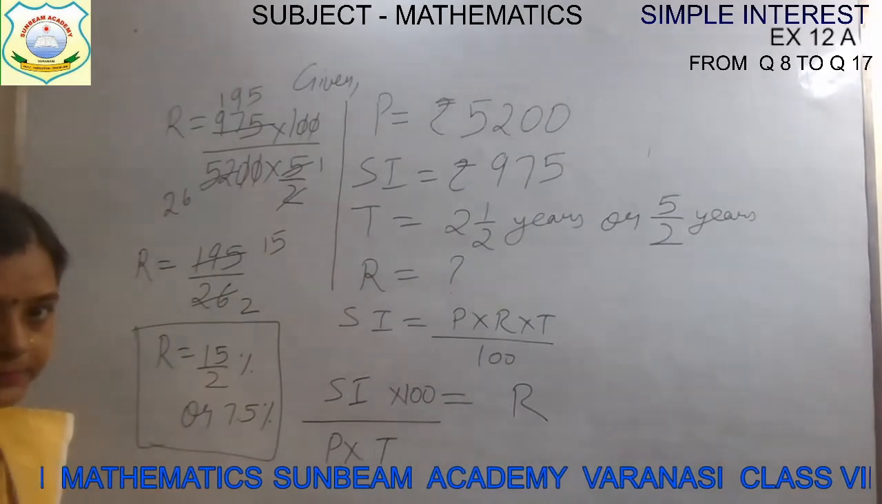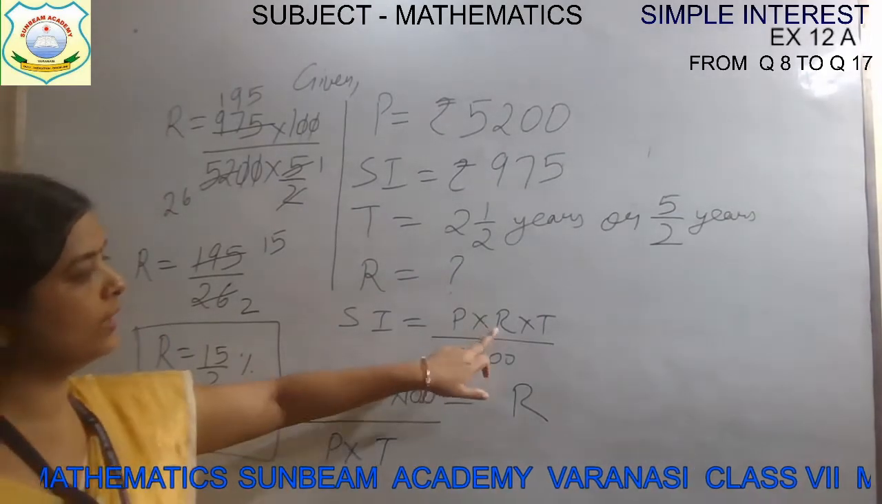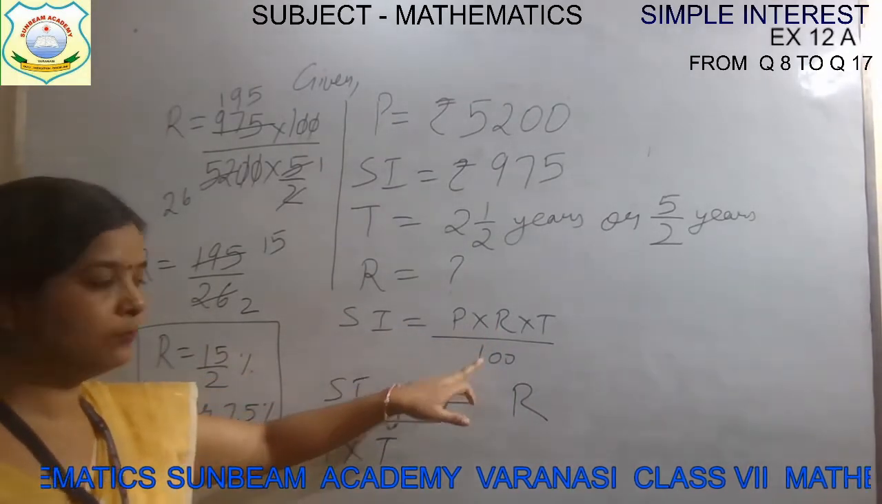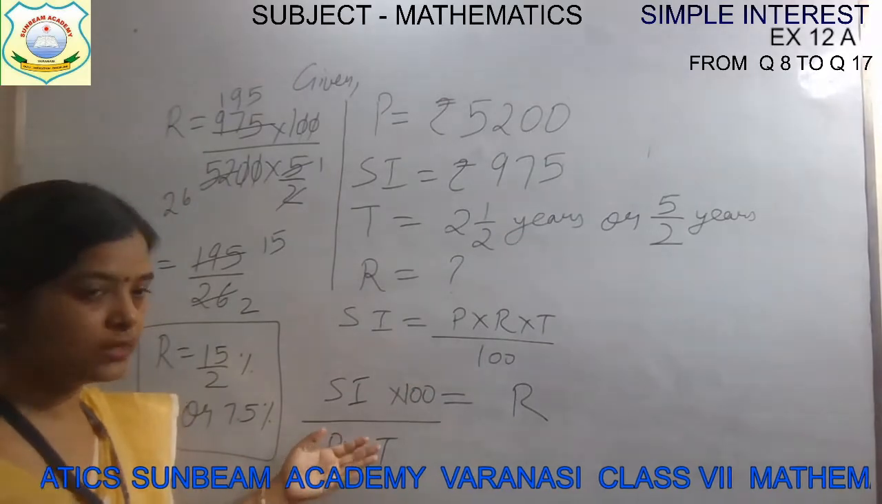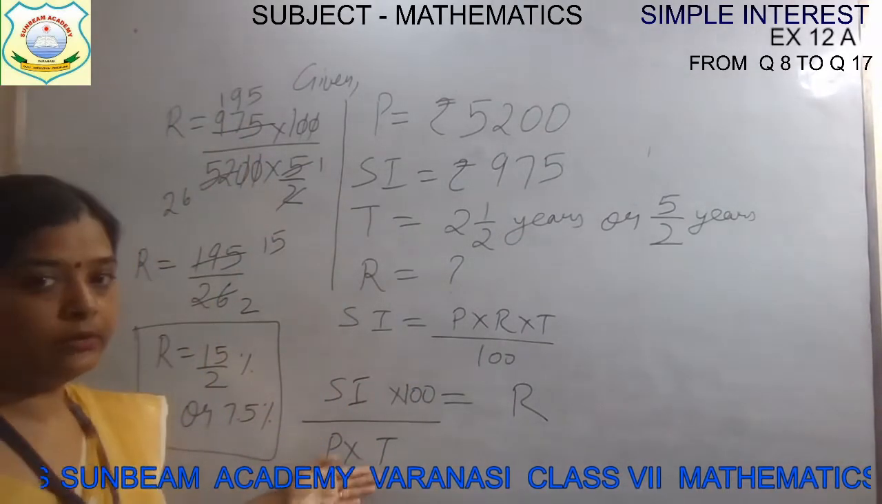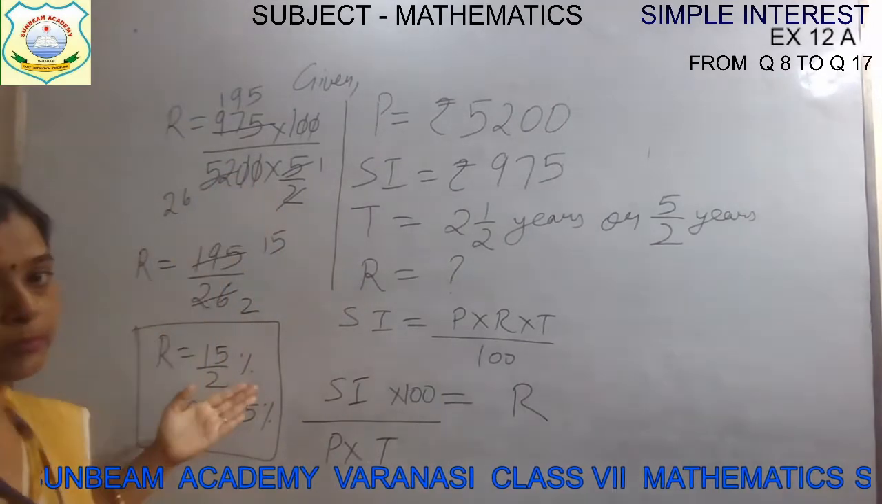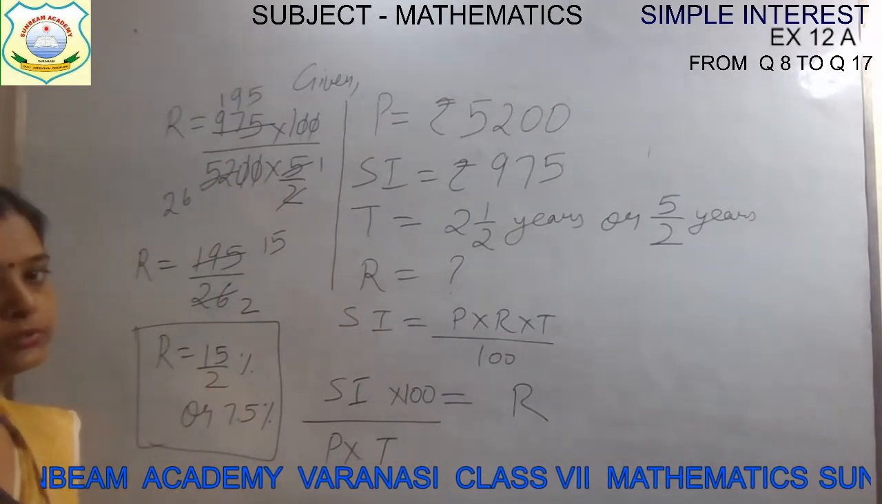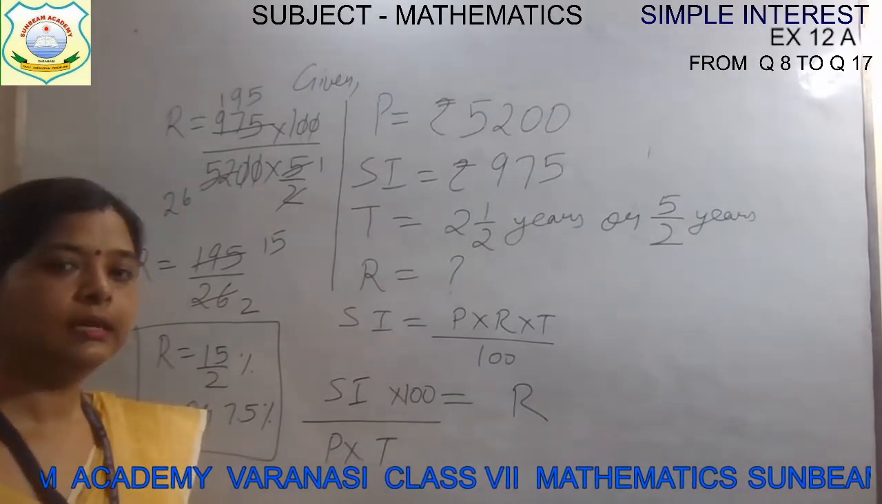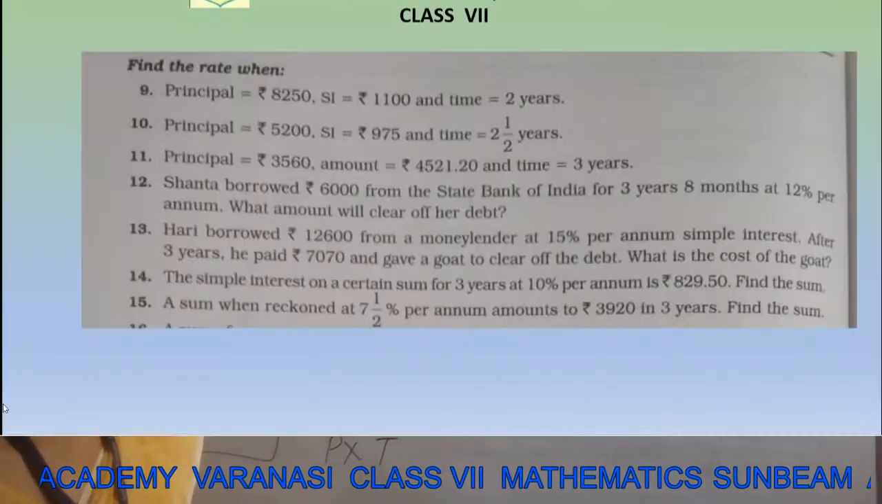Am I clear? You have to find the value of rate, put the SI formula, separate the values first. Now SI value, P and T value, just substitute the values, solve it properly, and then you will get the solution. Okay? Now let's move ahead with the next question.